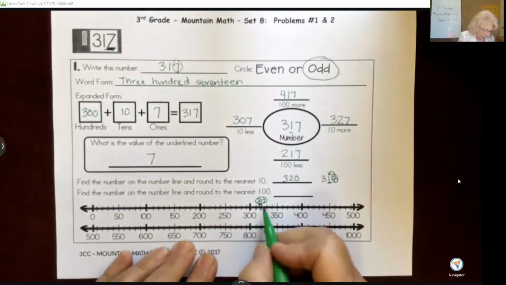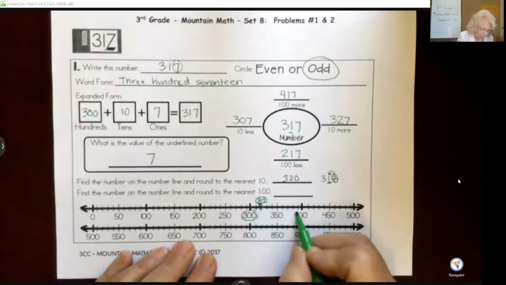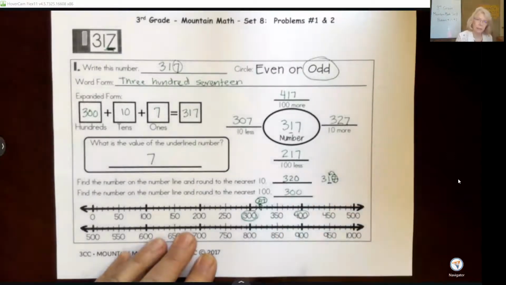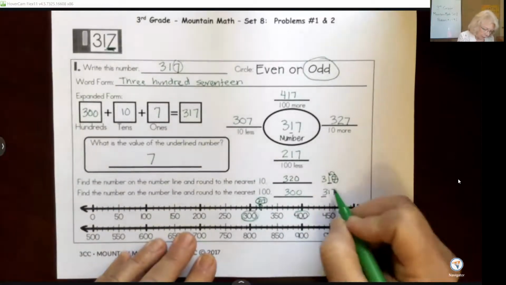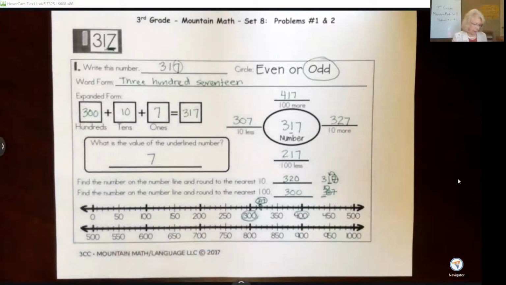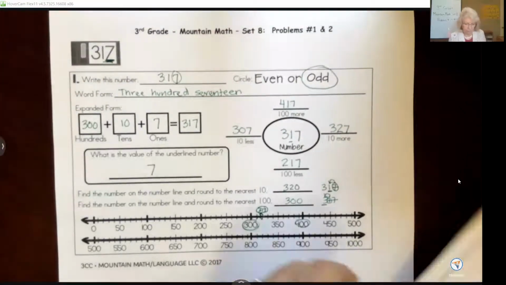Rounding to the nearest 100, we're looking at, is 317 closest to 300 or 400? And we can see it is clearly closest to 300. And look at this system, we would go next door, and it would tell us to stay the same, and we get the same answer. Okay, moving on to number 2.